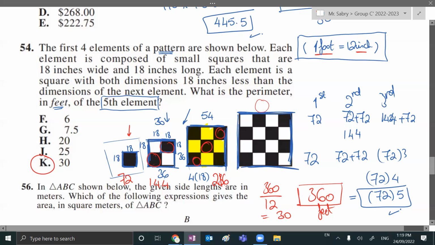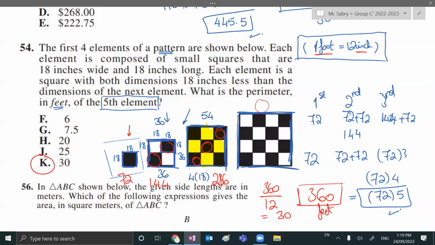Now, there was another question regarding, I don't understand what it meant by 18 inches less than the dimensions of the next element. Again, this is intentionally used to confuse you, Bardu. They could say it in another way, and that would be the answer.